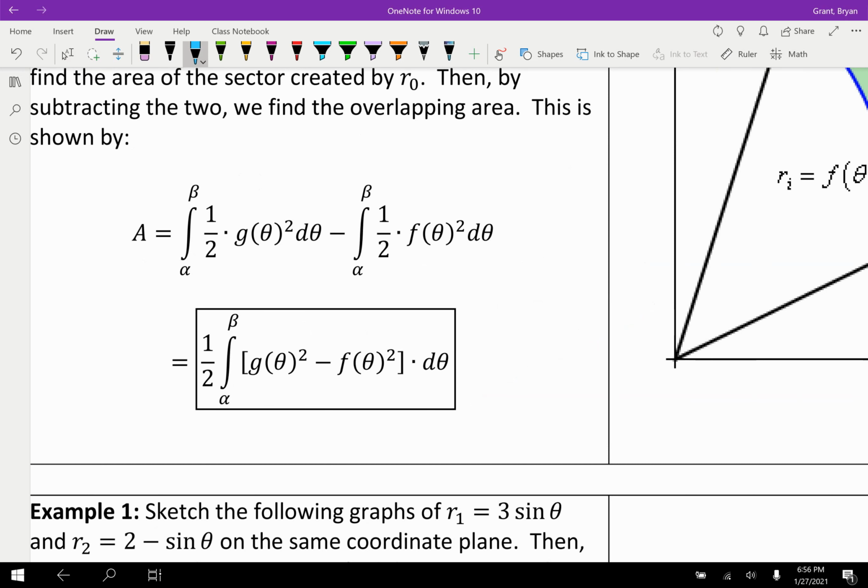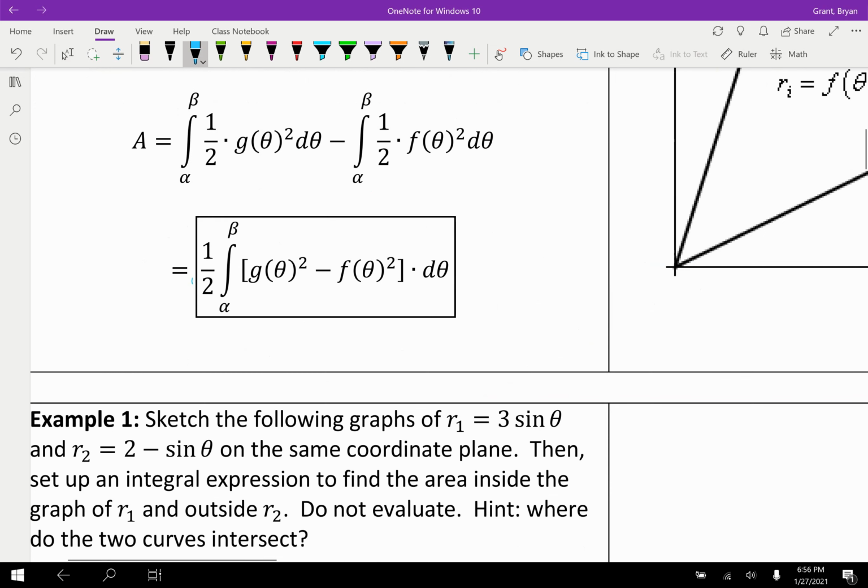Really nothing bad. Sometimes you will see it written separately. I somewhat prefer it like this so you can visualize the two graphs that are going on, but of course for the sake of efficiency these are often combined, the 1/2 factored out, and this is written as g of theta squared minus f of theta squared.